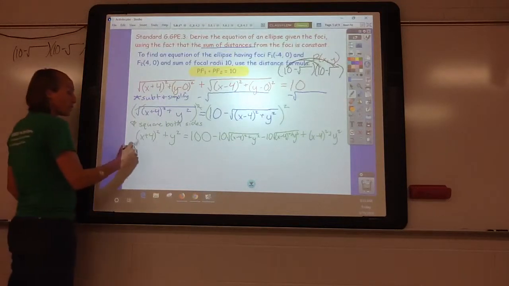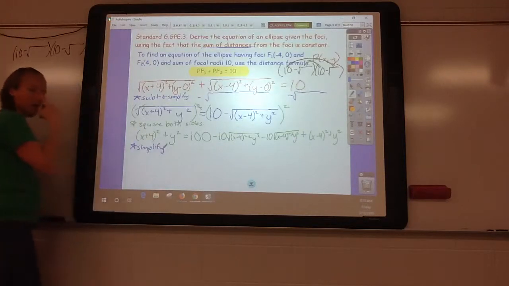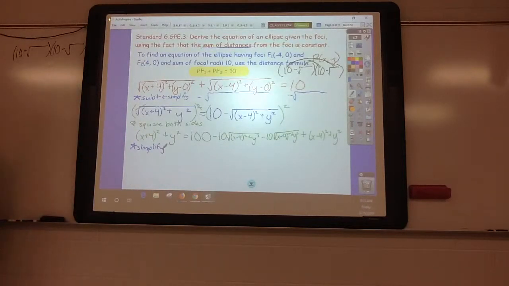So, we're going to do some more simplifying here. We just multiplied everything out, we're going to do some simplifying. What are some things that you notice that we can simplify in this entire equation? What can we do? Anything and everything that you can do here.